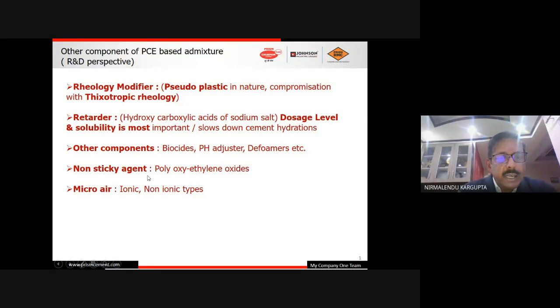And some non-sticky agent is also available in the market, of the polyoxyethylene oxide type. Some companies are incorporating it, and some companies incorporate micro air also, depending upon the situation. Micro air is not very desirable, because PC also has a surfactant, so it reduces the surface tension of the water. So automatically some air bubbles will be generated, even if you do not add any micro air.